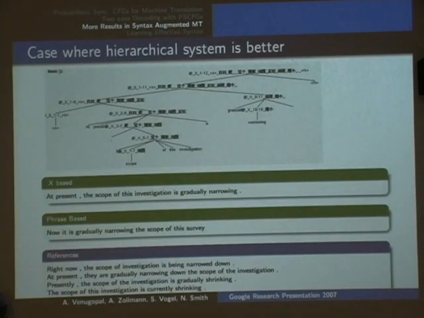So a couple examples, cases where one system is better than the other, right? So this is the kind of tree that we produce in our translation. So it says that at present, the scope of this investigation is gradually narrowing. That's what the hierarchical system produces. And a phrase-based system says now it is gradually narrowing the scope of this survey. Right? So slightly different translations.